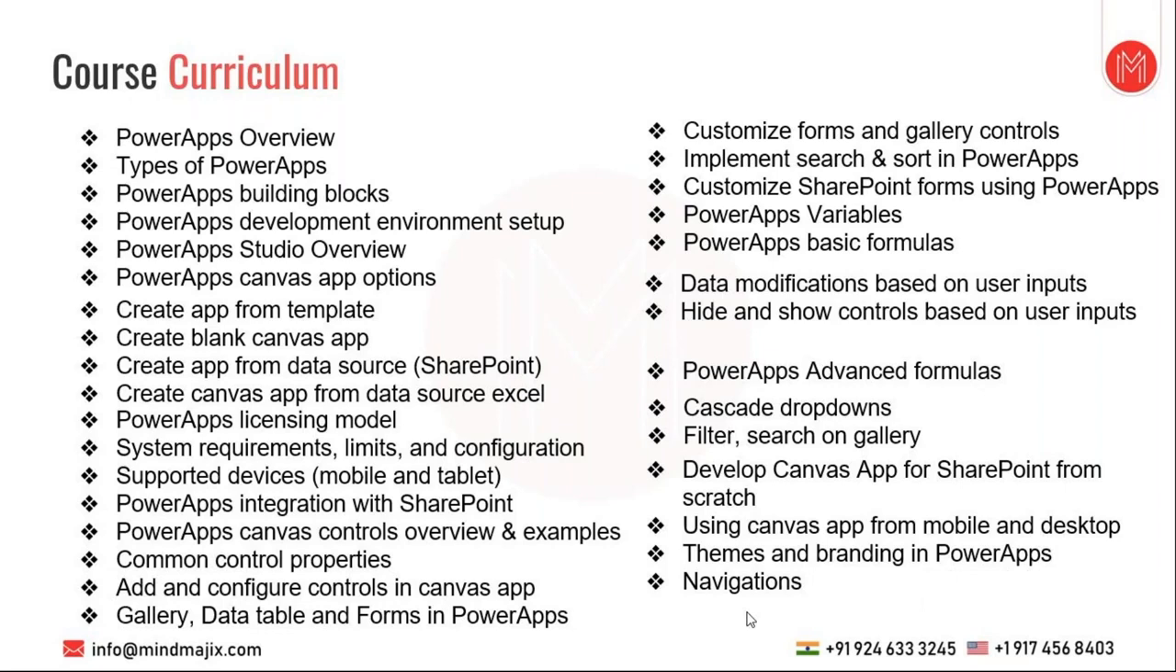Power Apps Canvas control overview and examples. Common control properties. What are the common controls, like input box or label? These are the common controls. What are their properties? We will discuss, like in an input box, properties such as OnChange, and the OnSelect property of a button. So we will discuss all this in detail.